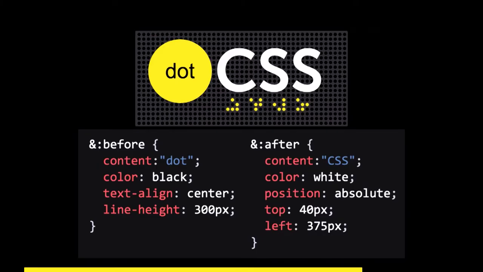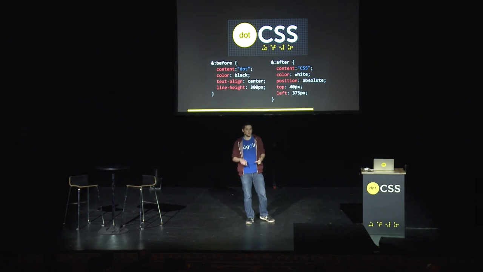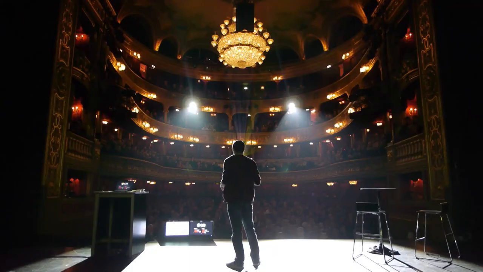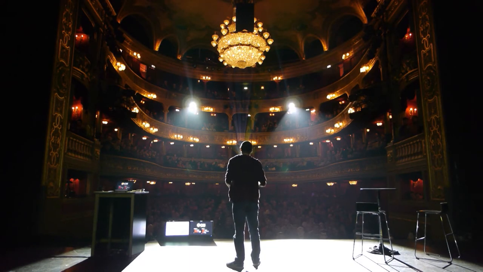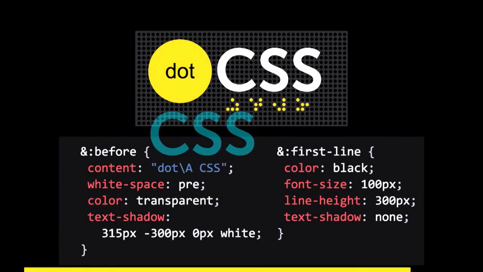I still need to add the text on top of it. I could have gone the easy way and reused the before pseudo element to put the dot word in it, and use an after pseudo element to put the CSS, style them with some different font size, color, and everything, and use a line height equal to the height of the dot to vertically align them, but that would have been too easy, right? And I wanted to show you a few other tricks. So get ready, because the next line is going to be more complex. I decided to not use the after at all and put everything inside the before.